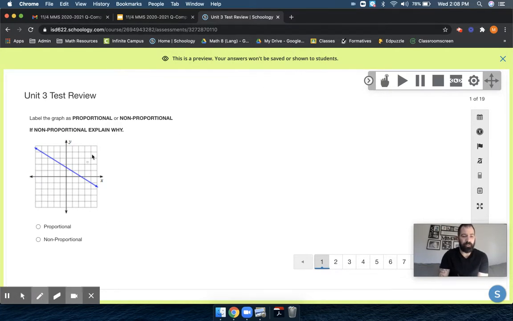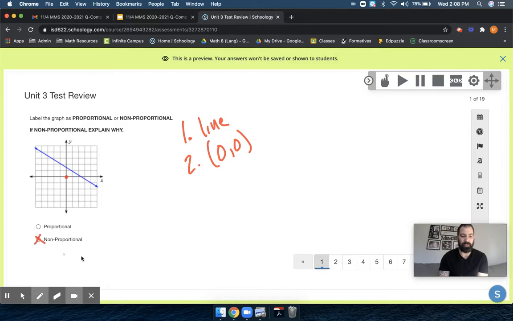And for that, what you need to find out is two things. Number one, is it a line? And number two, does it go through the origin 0, 0? Well, easily to see it's a line. Number two, does it go through 0, 0? Well, that's 0, 0, so no, it does not.